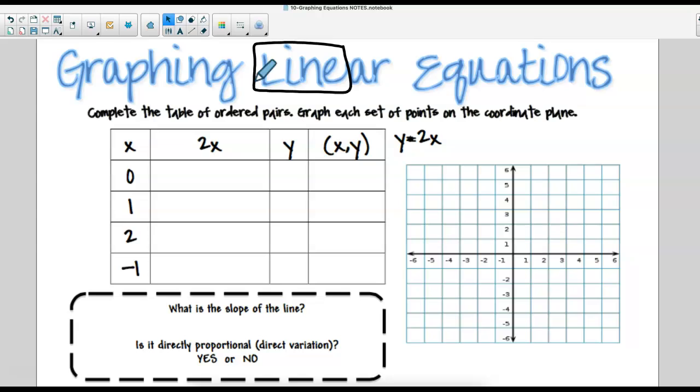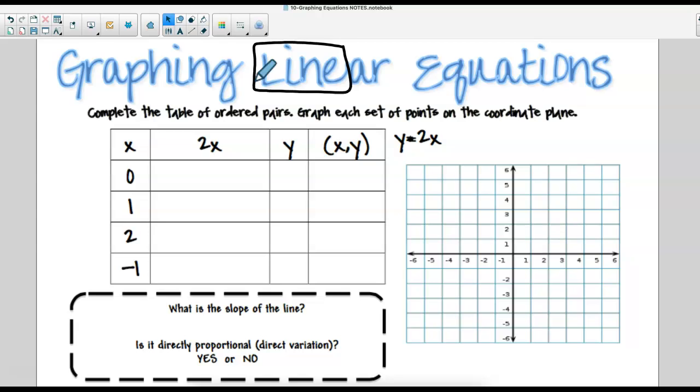So if you start graphing something and your graph is zigzag, did you do it correctly? Absolutely not. If your graph is curved, did you do it correctly? Absolutely not. Okay, it has to be a straight line because we're graphing linear equations. Okay, so we're on page 23, the very last page of your packet.